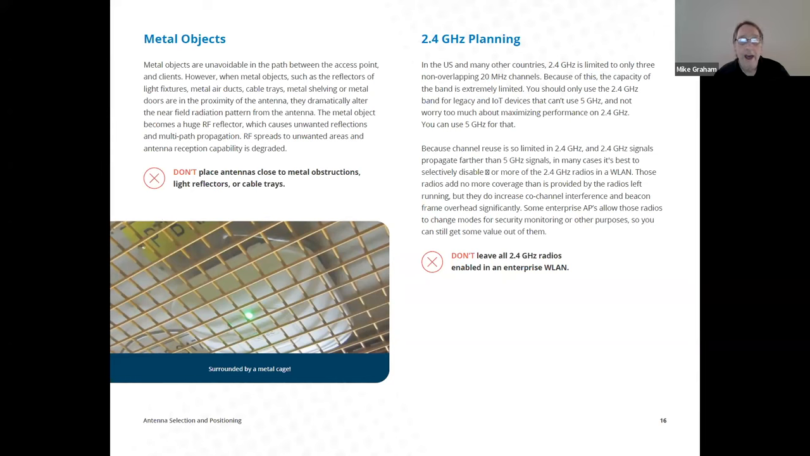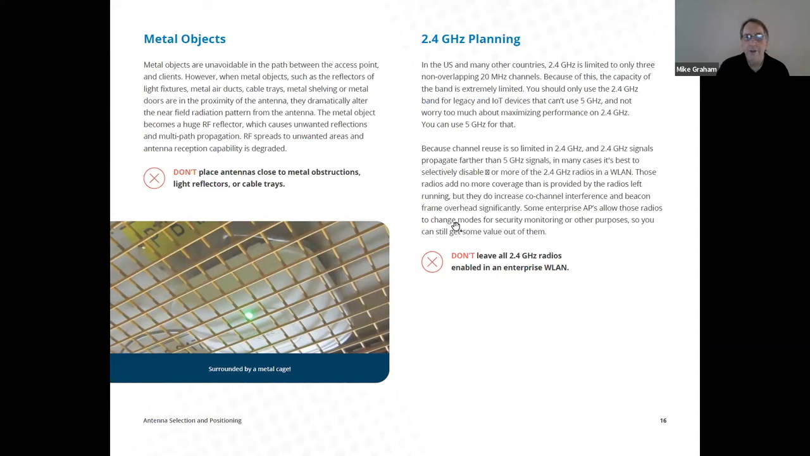Have a little more on metal objects here. And this, of course, I'm not sure where that one came from, but the access point in a cage, yeah, that's pretty much not going to work. Metallic fencing, chain link fence, chicken wire, this kind of stuff, definitely is going to block a large proportion of the signal.